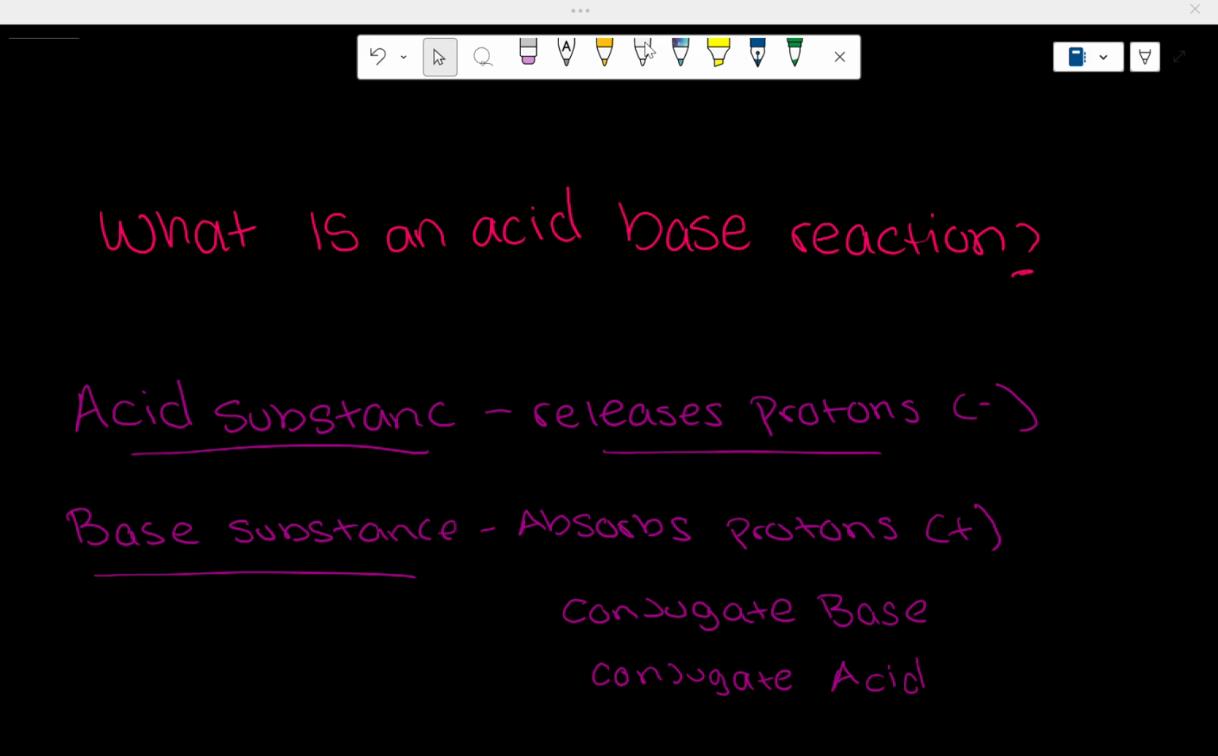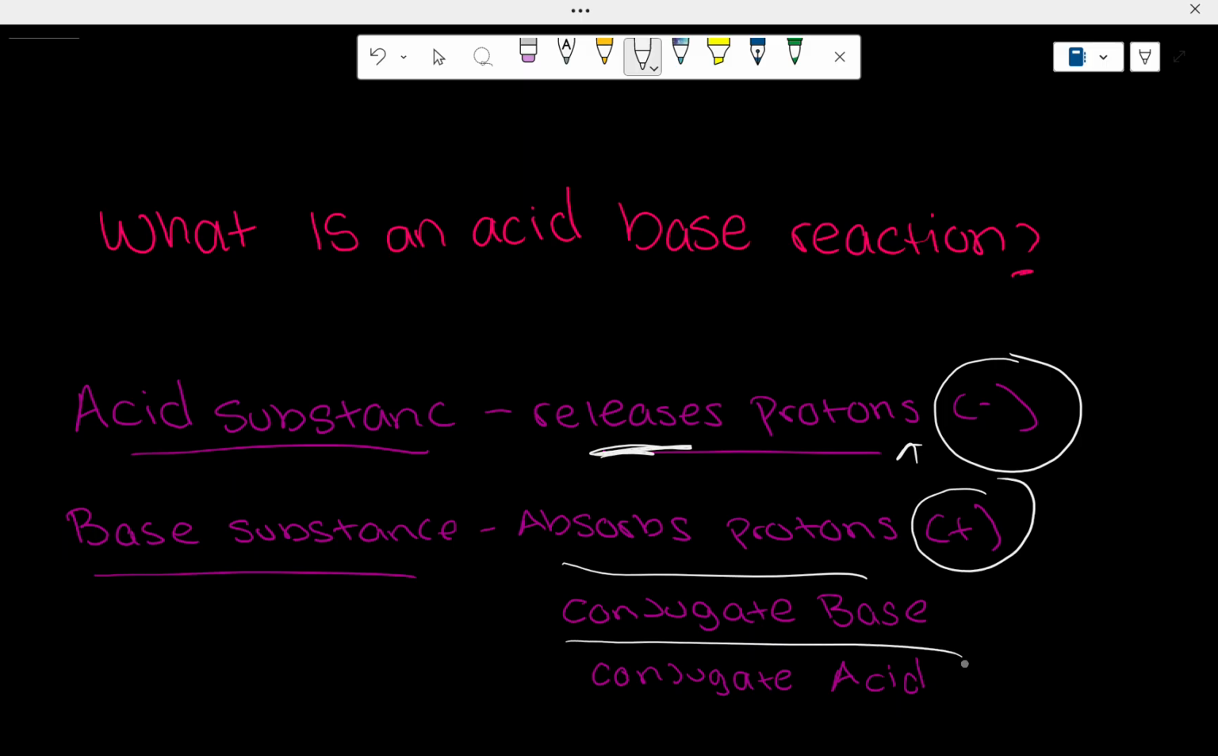An acid substance, in an acid-base reaction, releases protons. A base substance absorbs protons in this type of reaction. Now, protons themselves are positive, right? So when you release them, you're ultimately losing a proton, and when you lose a proton, your overall charge gets more negative. When you absorb a proton, you're gaining something positive, so your overall charge is going to be more positive.